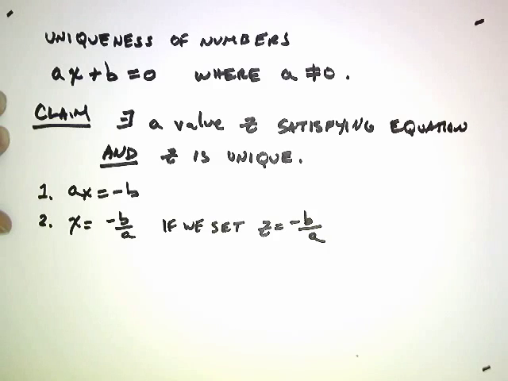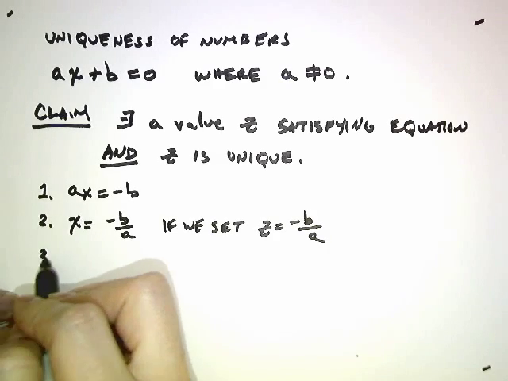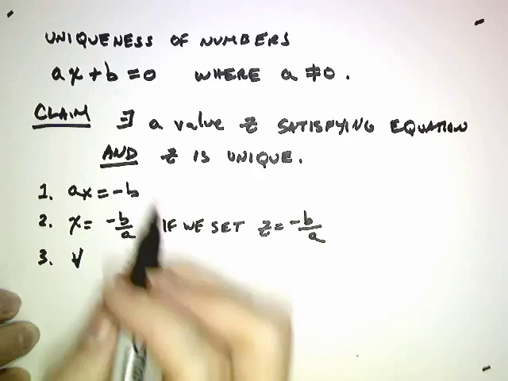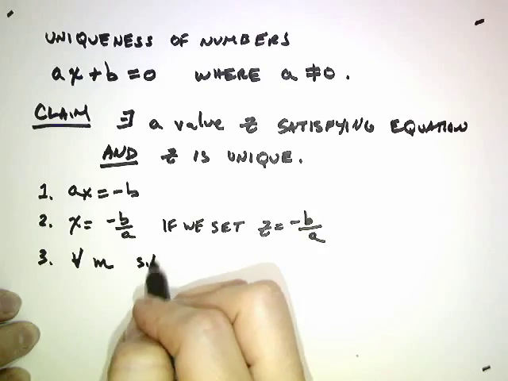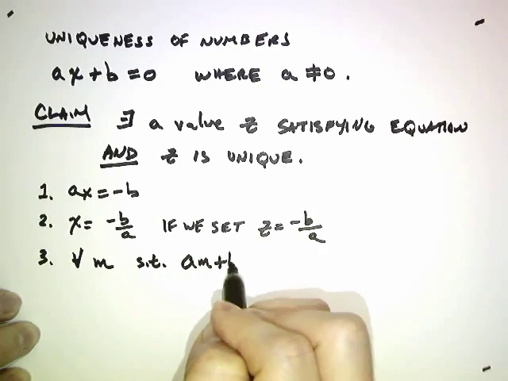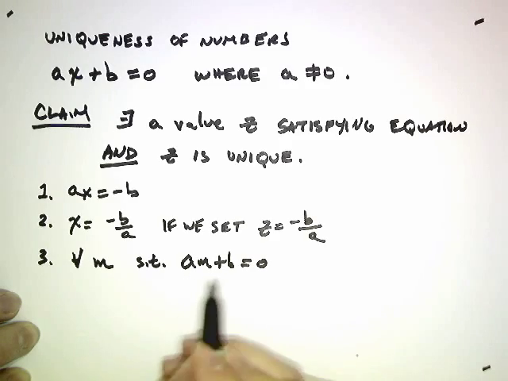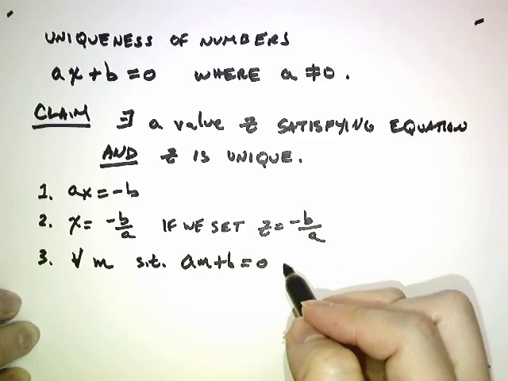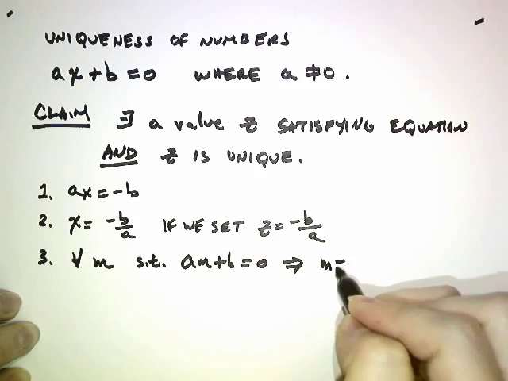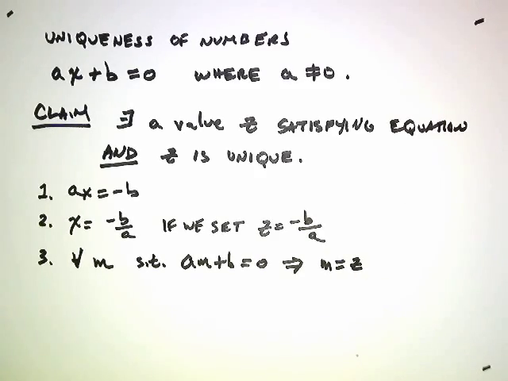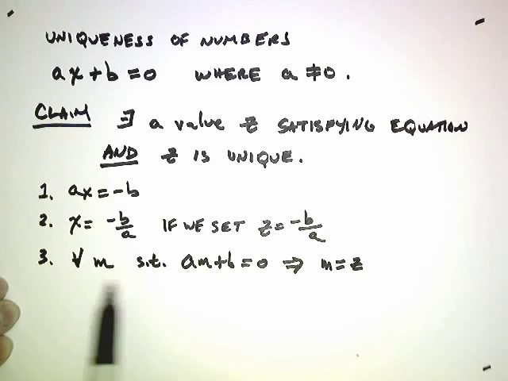Now we need to show that z is unique. What does that mean? It means we need to show that for all m such that am + b = 0, i.e. m is some other solution to this equation, this implies m = z. So that means that z is unique. This basically says that for any other value m that satisfies the equation, it actually turns out to equal z. So z is a solution, and it's the only solution. How do we prove that for all m that satisfy this equation, m = z?